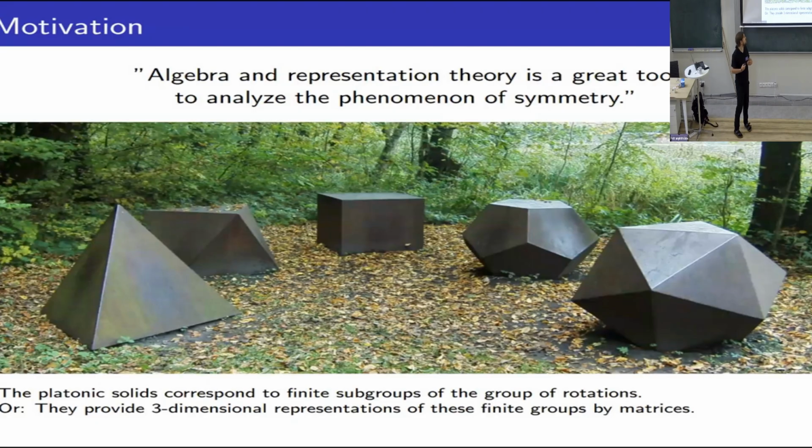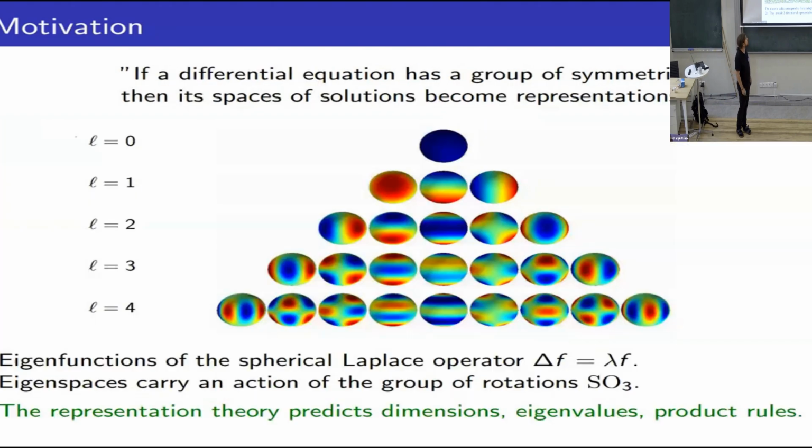So I'm from the algebra side, so for me, algebra and representation theory is a great tool to analyze symmetry. Symmetry is profoundly interesting, and I would like to be a little more precise about how symmetry helps. Suppose I have a differential equation, and it has a group of symmetries. Then automatically the space of solutions becomes a representation. It's not that all solutions are symmetric, but if you have a solution and you apply your symmetry operation, you get another solution, right? Because the problem itself is symmetric. And I think that's the main point.